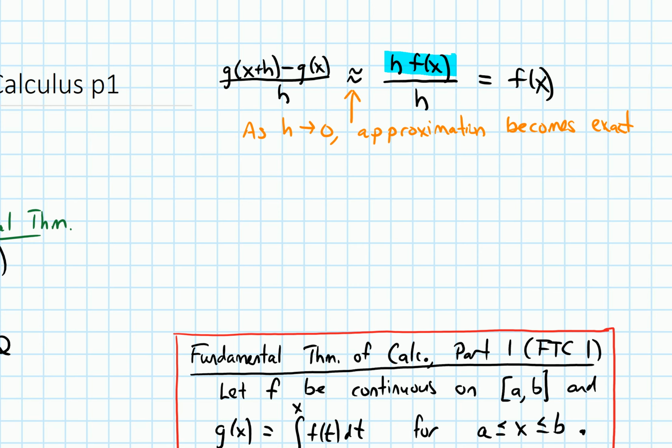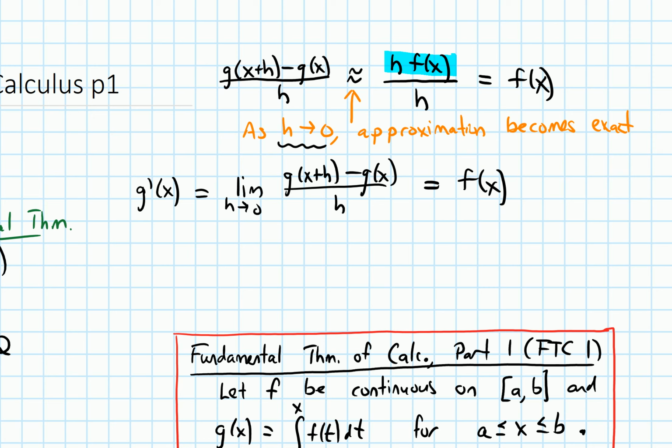Let's take this limit as h approaches 0. So the limit as h approaches 0 of g of x plus h minus g of x all over h. Once we take that limit, this is the derivative of g. So that's g prime of x. And then that approximately equal to will become exactly equal to what we have on this other side, which was f of x. So we've just shown that the derivative of g equals f of x. That's what we wanted to show.